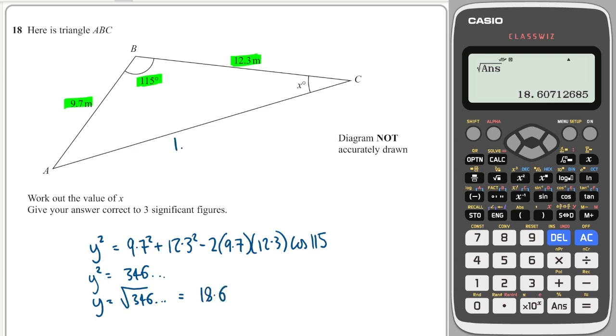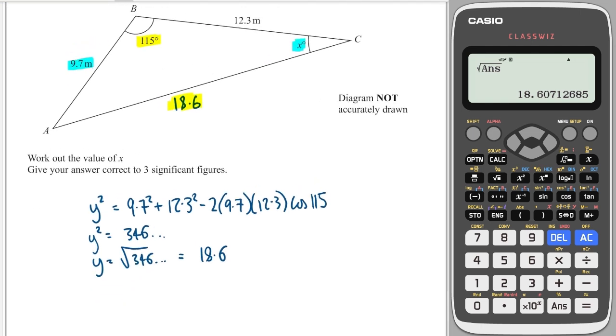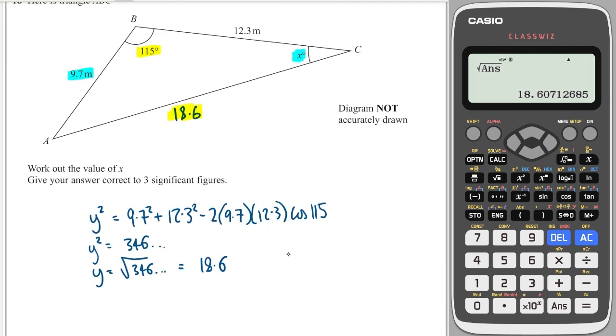Okay, so now we have that. We now have a pair, a pair of a side and its opposite angle. And that means that we can use the sine rule now, which is going to be very helpful because x is pointing to a side which we know. So the sine rule for angles, I will start by writing the sine of x on top over its opposite side, 9.7, is equal to sine of 115 over its opposite side, 18.6.